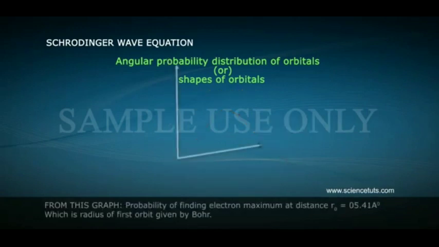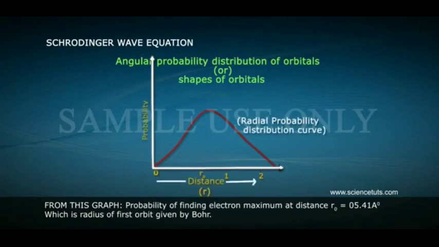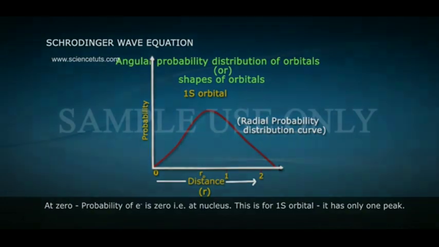From this graph, the probability of finding the electron is maximum at distance r0 equal to 0.529 angstrom, which is the radius of the first orbit given by Bohr. At 0, the probability of electron is 0, that is, at the nucleus. This is for the 1s orbital. It has only one peak.